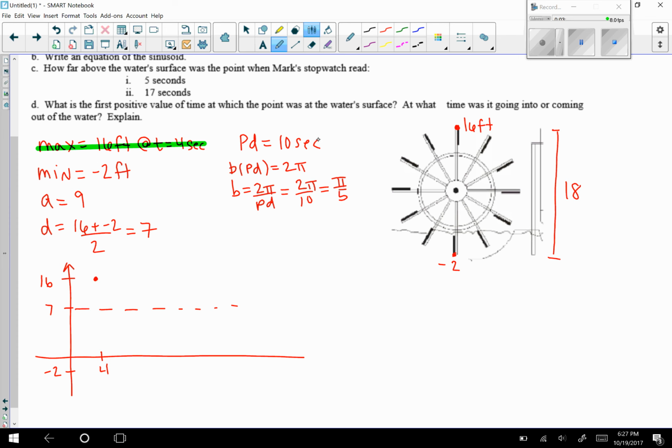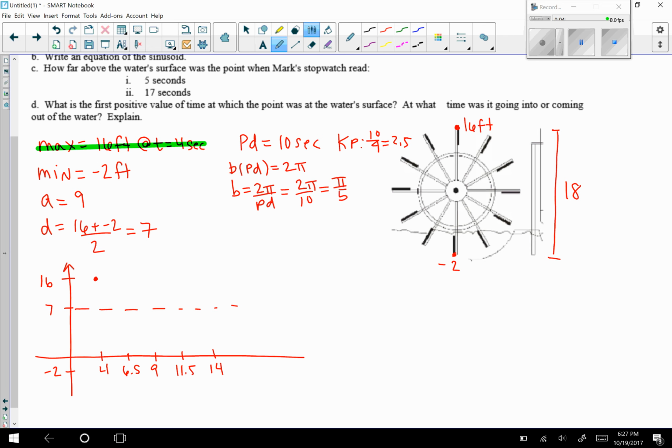If the period of my graph is 10 seconds, remember we talked about the key points being taking the period and dividing it into 4 equal parts. So I know that is going to go by 10 divided by 4 for my key points, which is 2.5 seconds. If I add 2.5 to 4, I get 6.5. Then if I add another 2.5, I get 9. Another 2.5, I get 11.5. And another 2.5 would give me 14.